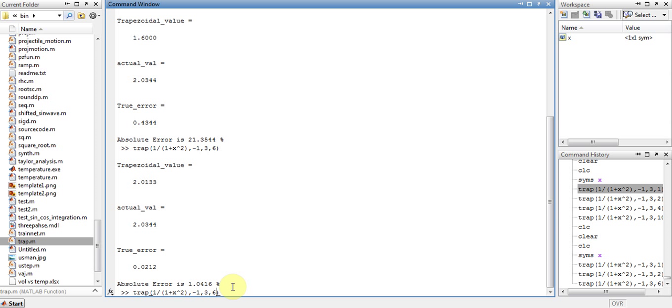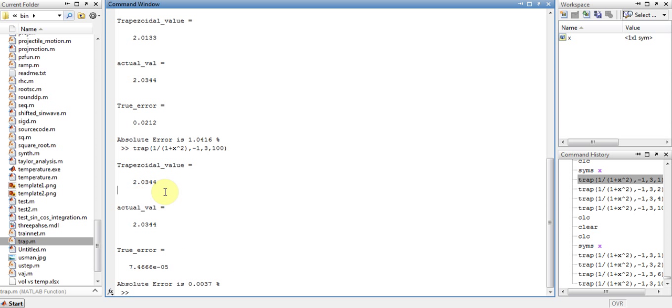Let me take 100 trapezoids. Since I'm using very many trapezoids, I will get a very accurate answer for the area under the curve. As you can see, my trapezoidal value and actual value changed up to 4 decimal places. The true error is 10 raised to the power of minus 5, which is very small. And here is my absolute error, which is 0.0037%, a very small value.